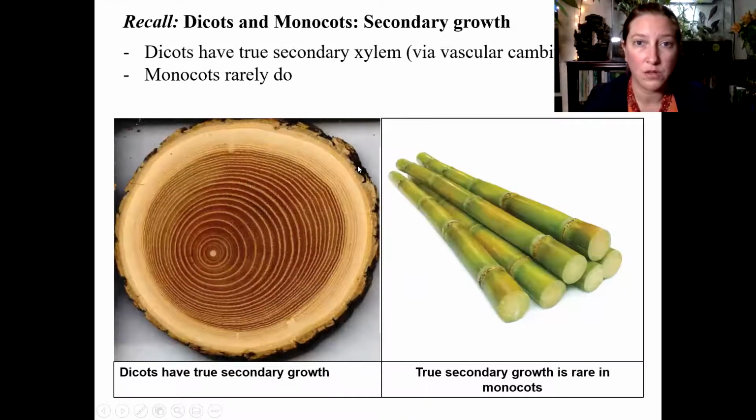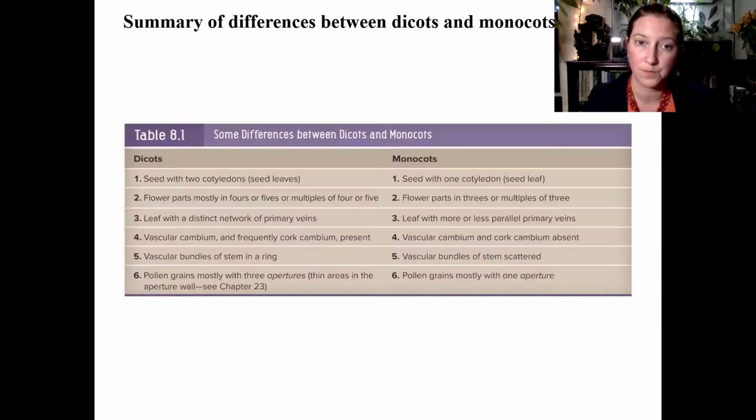So this is a recall. This is another thing we mentioned last class, right? Dicots are usually capable of making wood, meaning that they have true secondary xylem, right? They do secondary growth. And monocots rarely have that ability. Monocots tend to be more herbaceous type plants. So this is nice. This is from your book. This is a nice summary slide of all the differences between monocots and dicots.